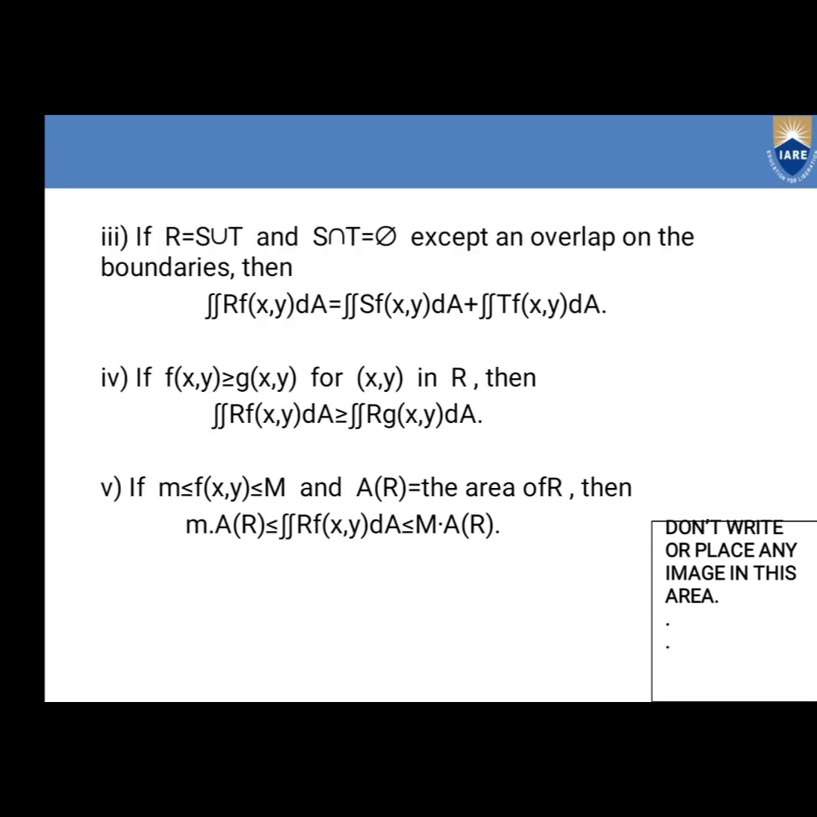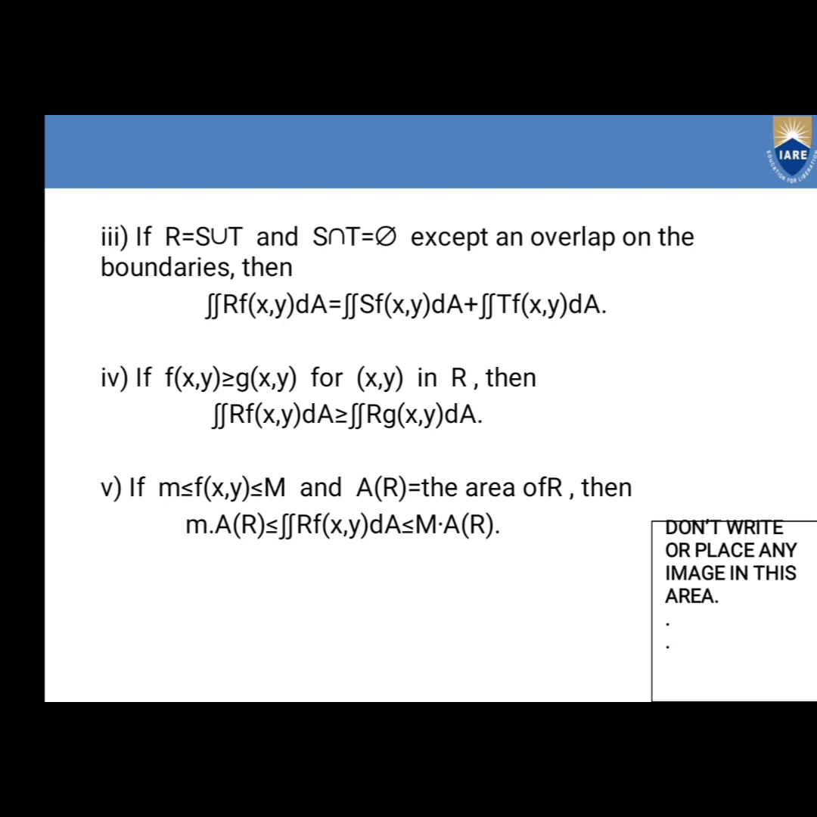If R is equal to S union T and S intersection T is equal to phi, except for an overlap on the boundaries, then the double integration over R of f(x, y) dA is equal to the double integration over S of f(x, y) dA plus the double integration over T of f(x, y) dA.